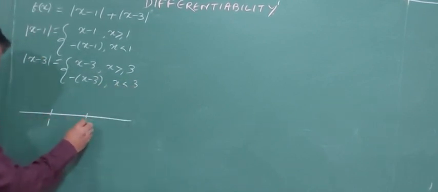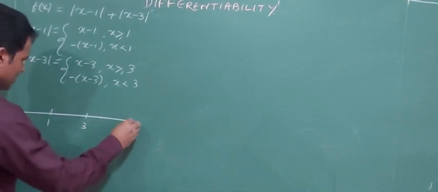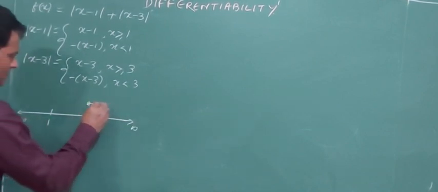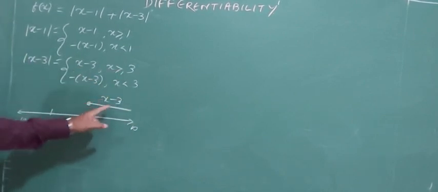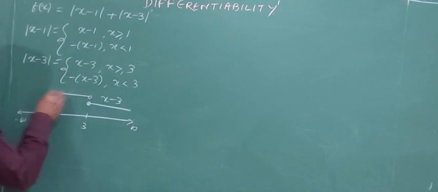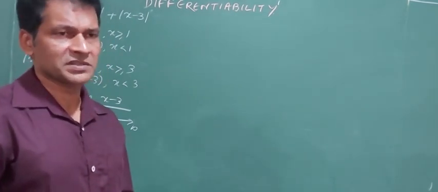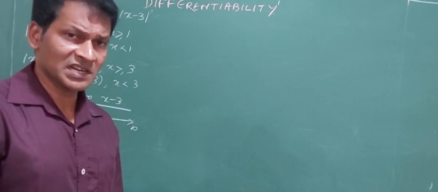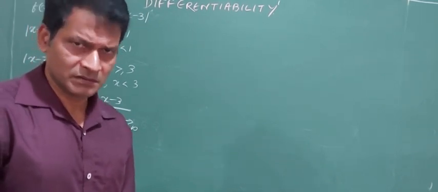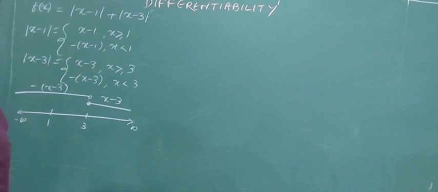This is 1, this is 3. Minus infinity to infinity. This side, x minus 3, why am I writing it? Because here x is greater than or equal to 3, a closed interval. Open interval this side, minus x minus 3. Why am I telling you to practice this one? Because this particular question will come in many places. This will come in bounded area. This will come in integration. So you must have the idea of the number line. If you don't have this idea, then it is very difficult to solve this kind of question.